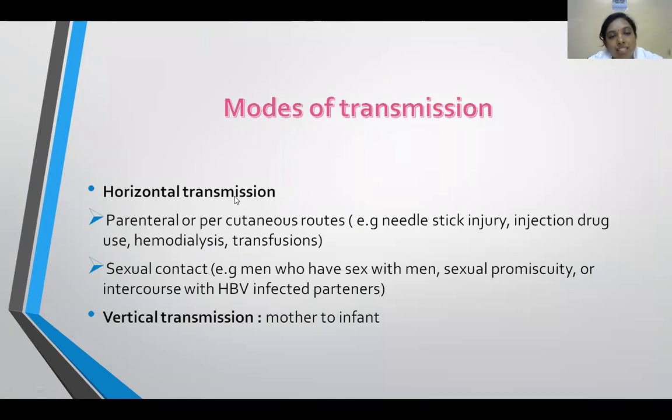So what are the modes of transmission in hepatitis B virus? This is both acute and chronic I'm talking about. It applies to both. There is horizontal transmission as well as vertical transmission. What do you mean by horizontal? Horizontal means transmitted like this. Vertical means like this, from mother to infant. Remember, like that. No confusion. Horizontal transmission is via parenteral or percutaneous routes, that is needle stick injury, injection drug use, hemodialysis, and transfusions. Sexual contact, that is men who have sex with men, sexual promiscuity, or intercourse with HBV infected partners.